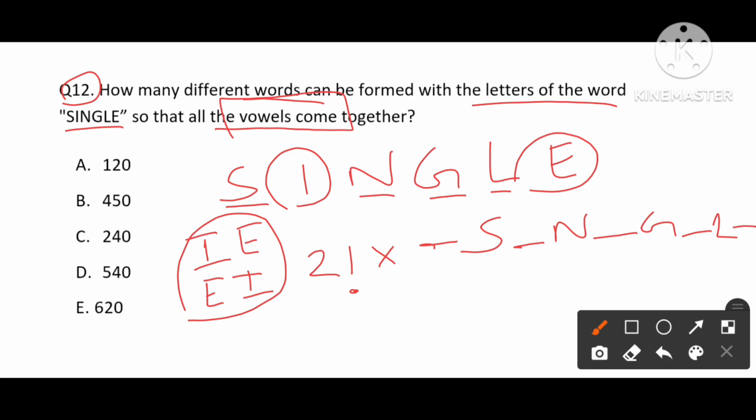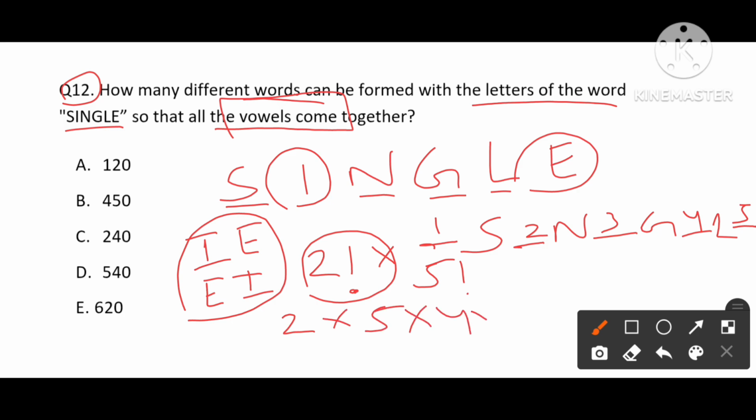So how many places do we have? 1, 2, 3, 4 and 5. 5 places we have. So the answer will be 2 factorial into 5 factorial. 2 factorial means 2 into 1, which is 2. 5 factorial means 5 into 4 into 3 into 2 into 1. So 2 into 1 is 2. Here 3 times 12, 12 2 times 24, and 24 10 times will be 240. The answer will be option C, 240.